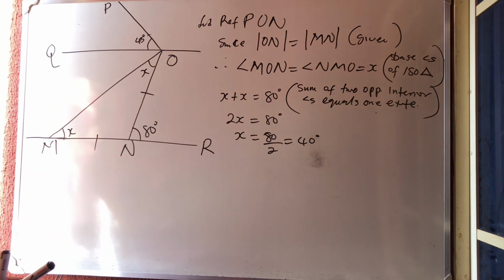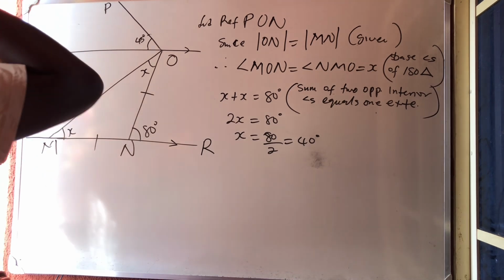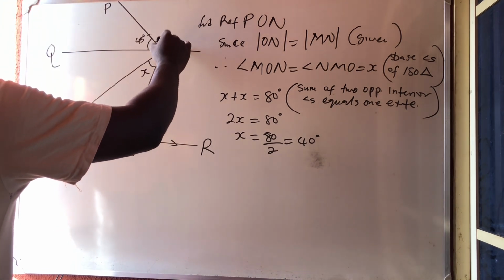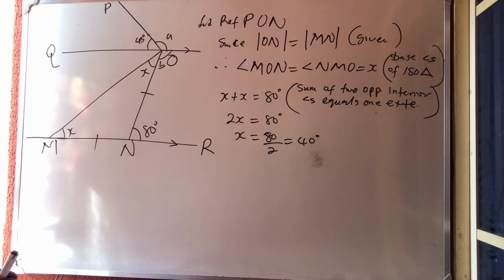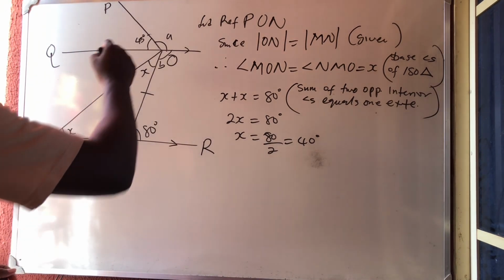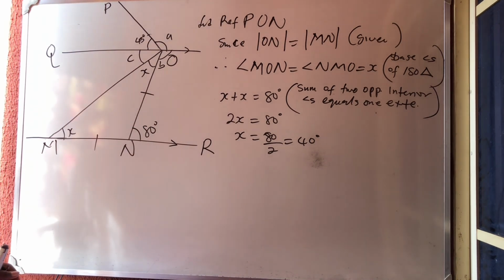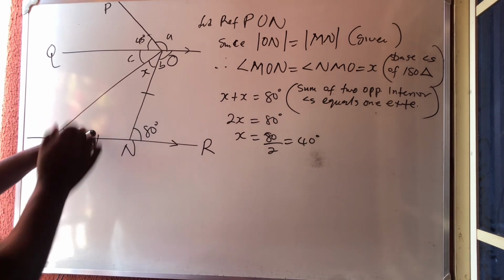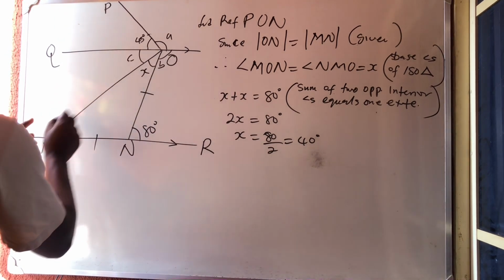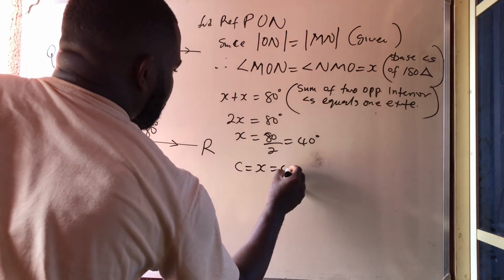I'm seeing something. Don't forget that they said that here is parallel to here. So look, if I get these two places, A and B, I have gotten what I'm looking for, because that's the reflex angle. But let me call this small place C. Do you know that C is equal to X? Look at the Z. Yes, C is equal to X, which is equal to 40 degrees.